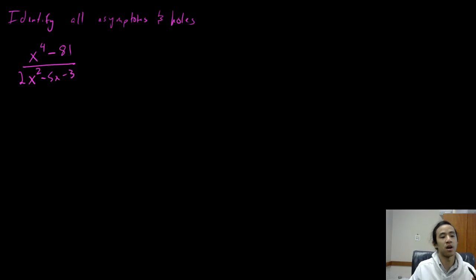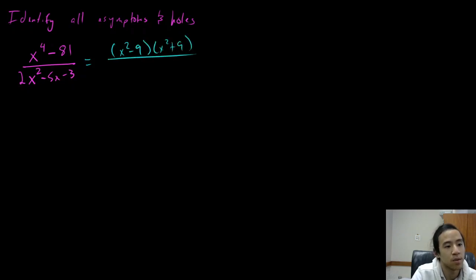All right, identify all asymptotes and holes. So let's go ahead and do that. Let's go ahead and factor everything first. Why not? So the first one's actually a difference of squares. So let's factor that. Let's have x squared minus 9 and then x squared plus 9. And then divided by, we can actually factor this as well. We'll have 2x plus 1 and then x minus 3.